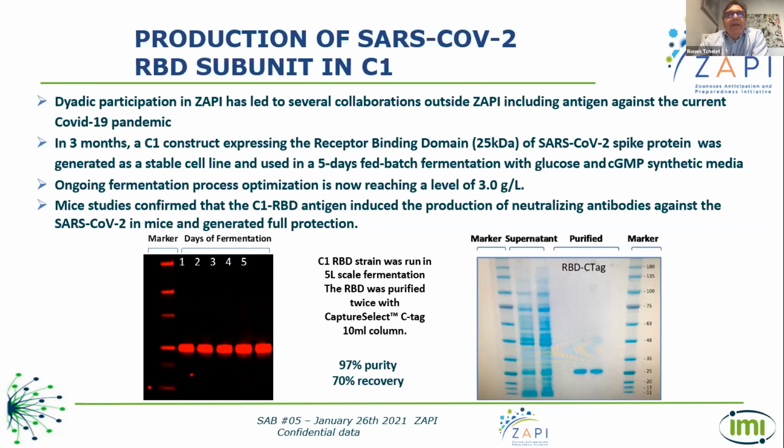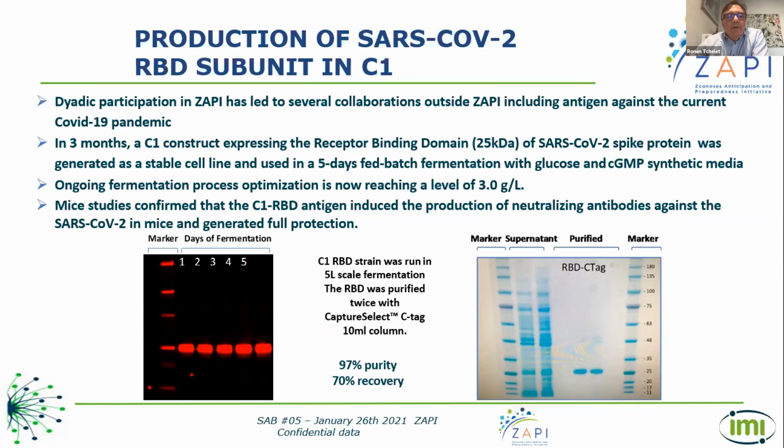And already we did several mice studies that really showed very high induction of neutralizing antibodies. In addition to that, we have just finished one study with some transgenic mice expressing the ACE2. And again, we could show that the C1 RBD could generate full protection.